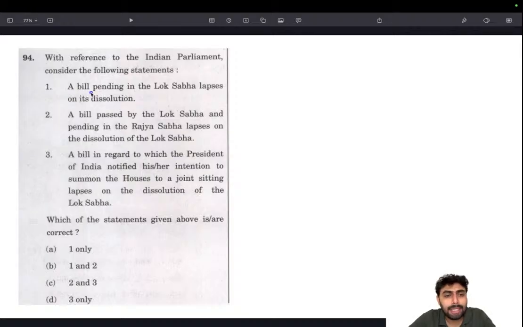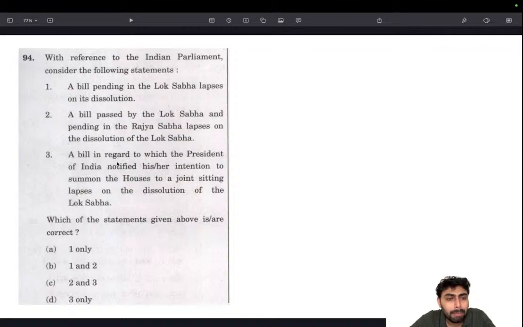So, a bill pending in Lok Sabha lapses on its dissolution. Okay, it makes sense. A bill passed by Lok Sabha and pending in Rajya Sabha lapses on dissolution. This is true. Because a bill that has been passed by Lok Sabha, which has got dissolved, is not valid, and it's pending in Rajya Sabha also. Then it is not valid.